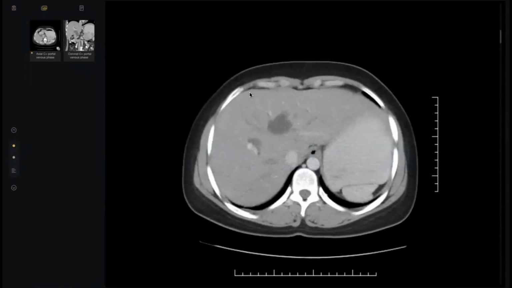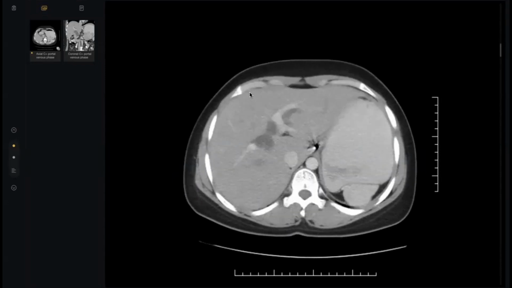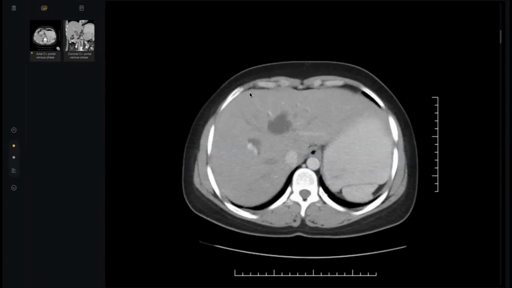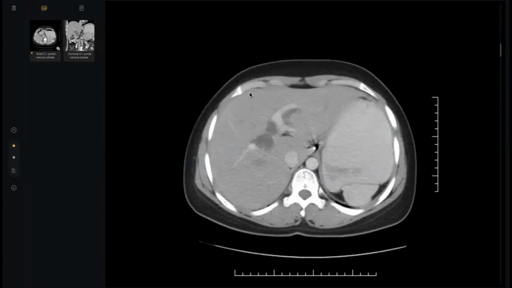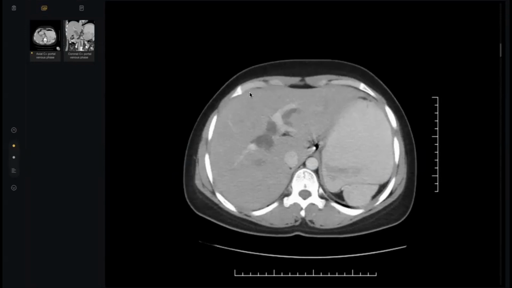A 55-year-old patient with a routine study. I can appreciate that there is a slightly low density of the hepatic parenchyma. Intrahepatic biliary channels are mildly dilated, and the stomach is contrast filled.